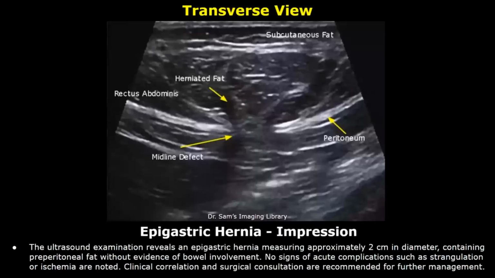And here is the impression. The ultrasound examination reveals an epigastric hernia measuring approximately 2 centimeters in diameter, containing preperitoneal fat without evidence of bowel involvement. No signs of acute complications such as strangulation or ischemia are noted. Clinical correlation and surgical consultation are recommended for further management.